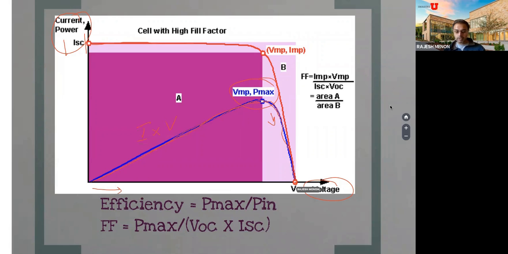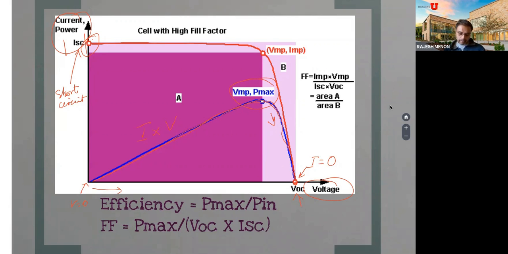Eventually it goes to open circuit because the current is zero here, right? So the power is also zero. So you don't want to be there. This is called short circuit current, SC, short circuit. Why? Because the voltage is zero. And this is called open circuit. Why? Because the current is zero. There's no circuit, so it's open.